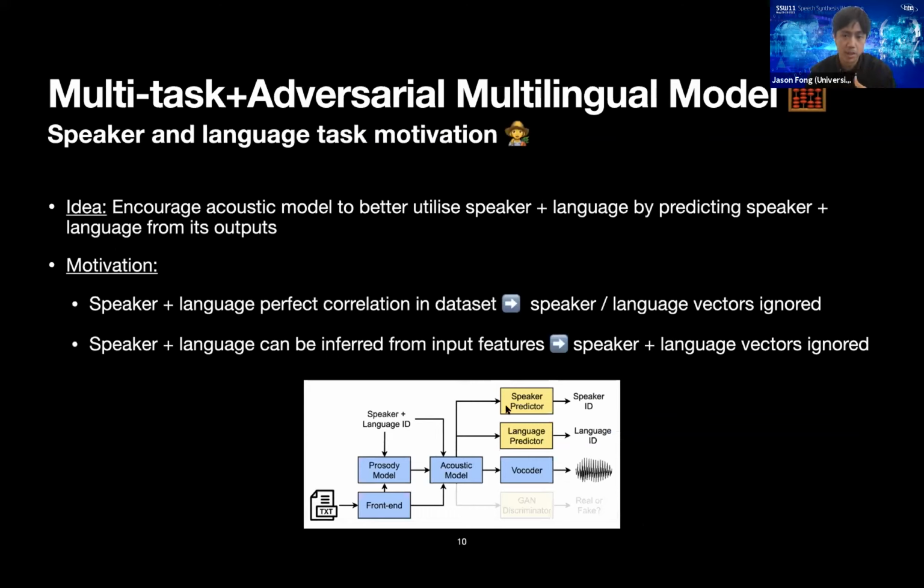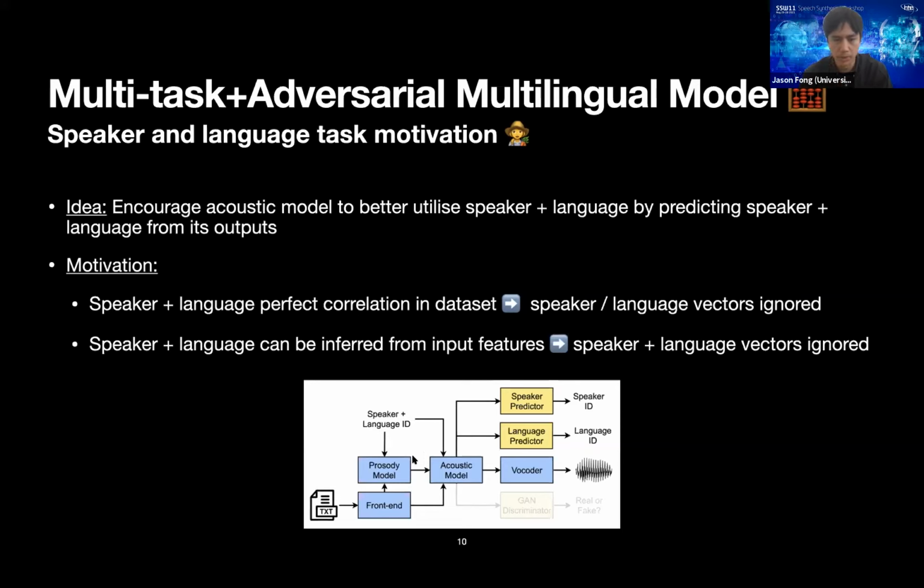So first, if we focus on the speaker and language predictors, why have we added these? Our motivation is that for these monolingual data sets with only one speaker per language, speaker and language perfectly correlate in the data set. And so the speaker and language conditioning information might be ignored. One of those vectors might be ignored by the acoustic model. Also, because the text encodings will look different between languages, I'll explain more about those in detail later, you could also infer the speaker and the language from the input features. And that also might mean that these speaker and language vectors might be ignored.